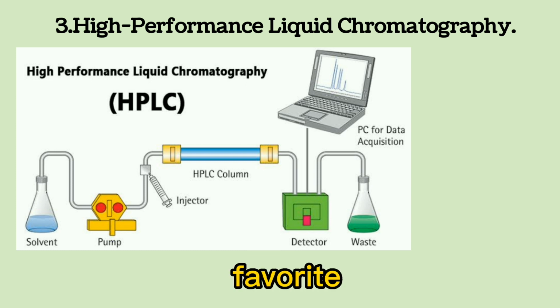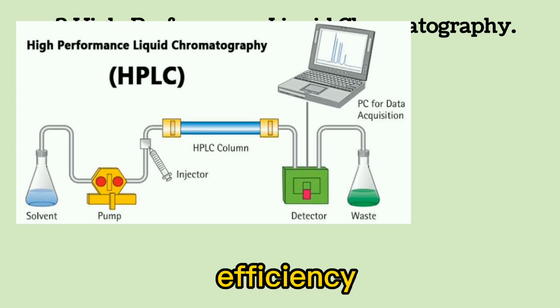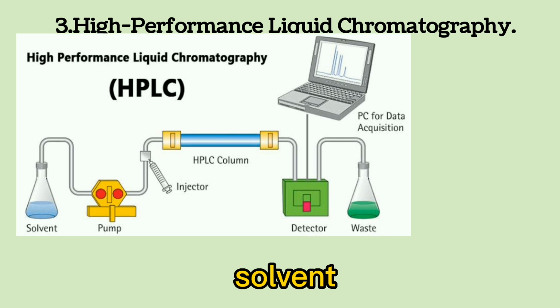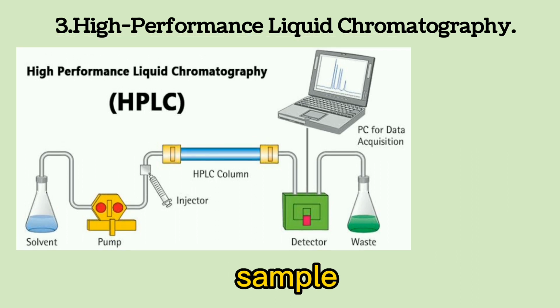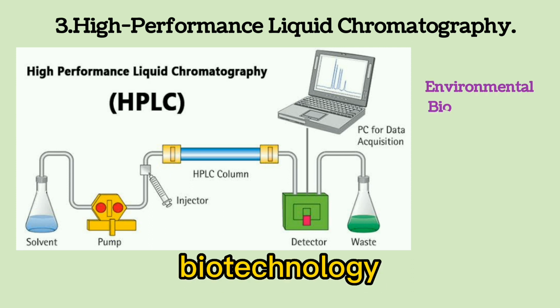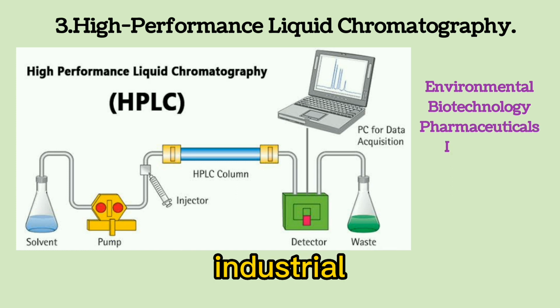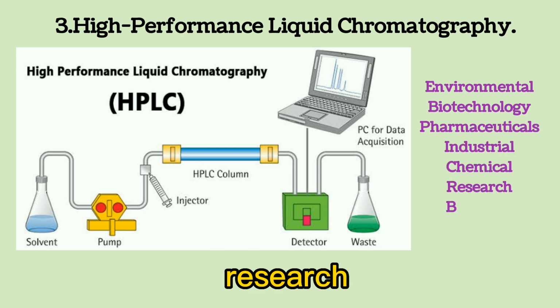3. High-performance liquid chromatography. This method is a favorite in many labs because of its efficiency, using a liquid, or solvent, mobile phase that pushes the sample through the machine using a high-pressure pump. HPLC is used in environmental biotechnology, pharmaceuticals, industrial chemical research, beverage research.